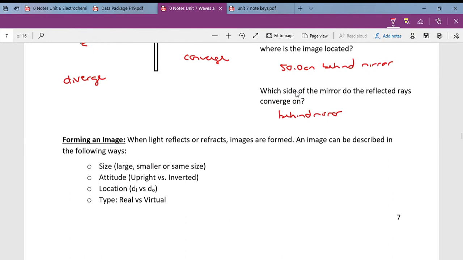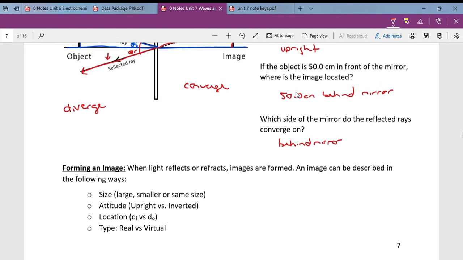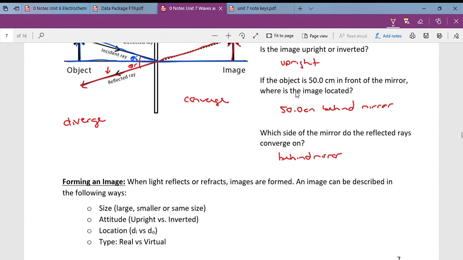So when you're forming an image, when light reflects or refracts, images are always formed. But you can describe an image in the following way. You can talk about their size. So for example, this one, we had an image that was the same size. We can talk about their attitude, so whether the image was upright or inverted. We can talk about their location, which we won't do very much because we'll just talk about closer or farther. Because there are calculations that we can do, but we're not going to. And then we talk about whether it's a real or virtual image.